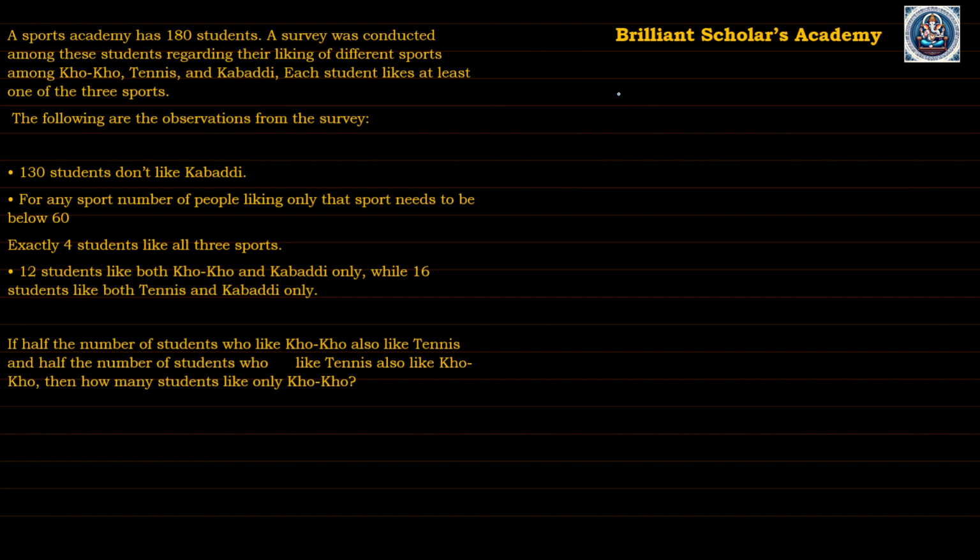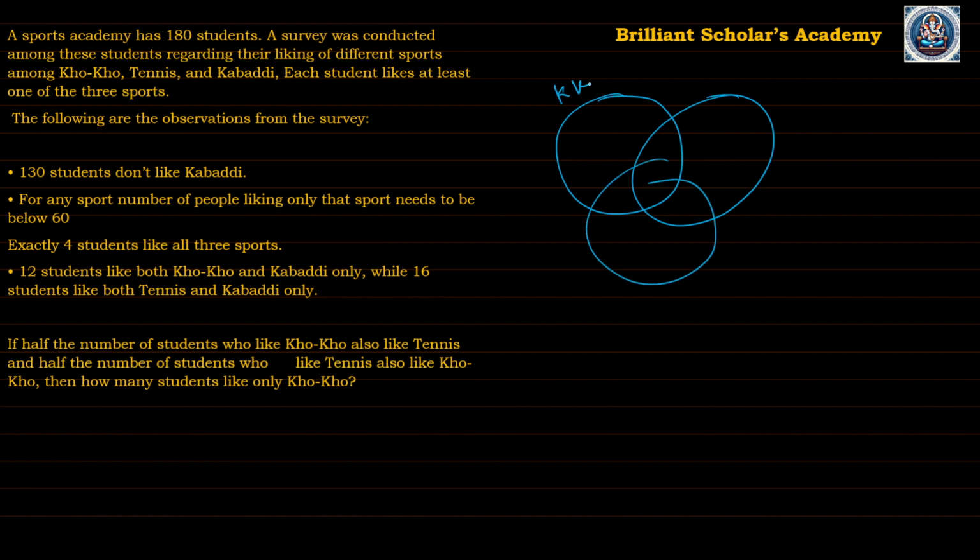So first part is same. Let me put everything in circles first. This we had taken as Kho, tennis, Kabaddi. Kabaddi, there were 50 people. I think this was 4, this was 12, this was 16. The addition was 30. This was equal to 18. This was our A, B, and C. So it will always be A plus B plus C is equal to 130 because total people are 180.